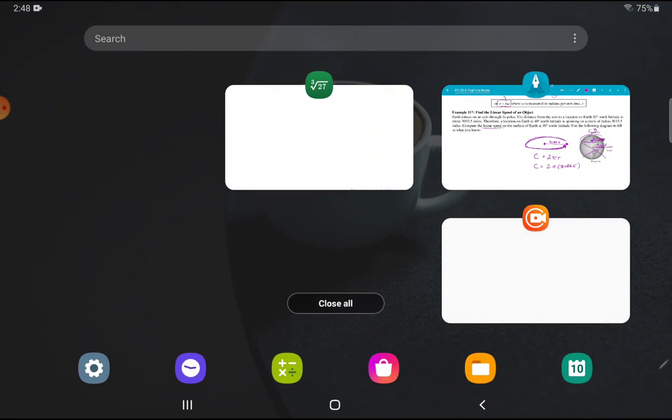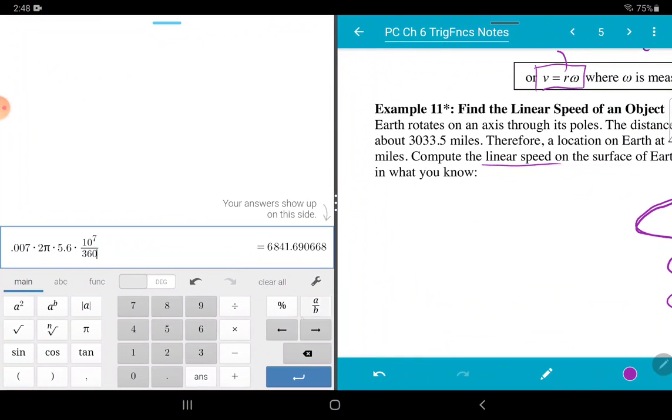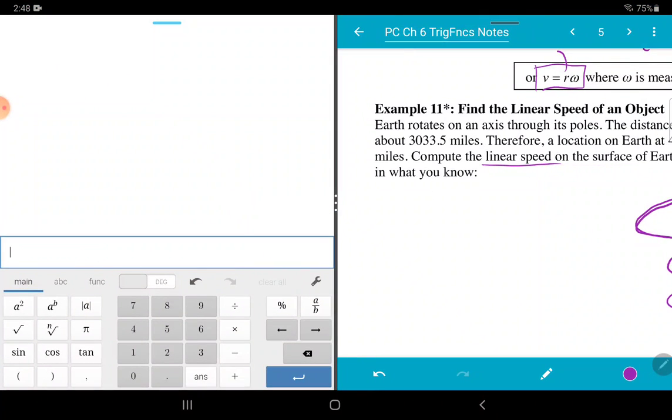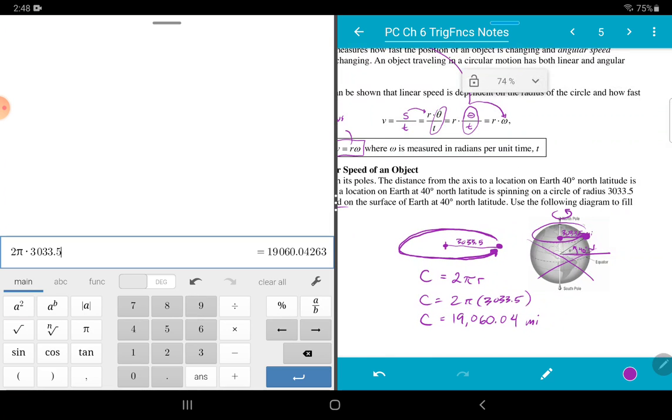Okay, we can find out how far this person has to travel. Okay, so I'm just going to go ahead and open up my calculator right now. Okay, and let's clear this actually. All right, so what we're trying to find here is 2 pi times 3,033.5. And so we get a value, the person has traveled a distance of 19,060.04 miles. Okay, so that's how far, if you're spinning around the Earth, that person has traveled.